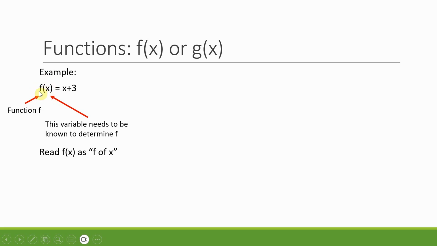In other words, it is the function f that is dependent on x, the thing on the inside. And then this side of the equation, that's what you plug this variable into to solve for this. So we need to know x so that we can plug it in to x plus 3, and that answer is the value of f. Really complicated in how it looks if you're not used to it, but it's actually very simple.